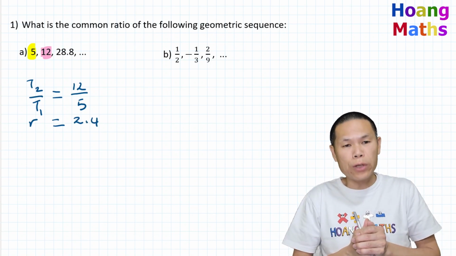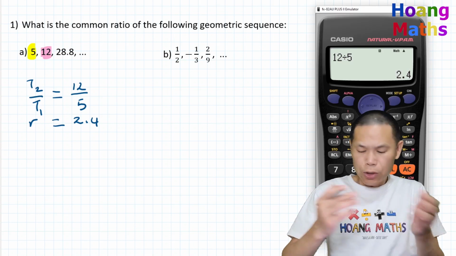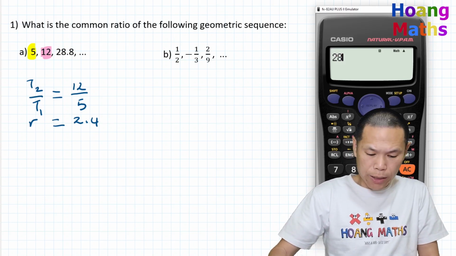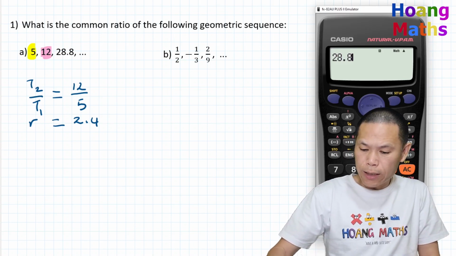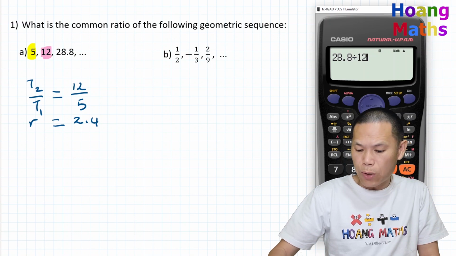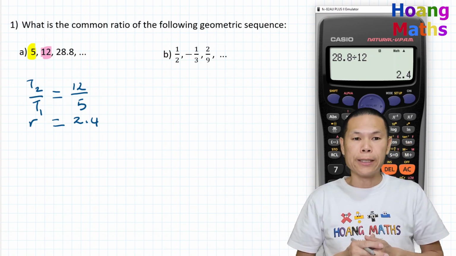Or you can use term 3 over term 2. Term 3 is 28.8, divided by term 2, that is 12. So there you go, it's the same.